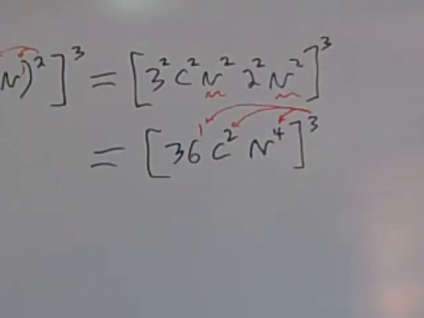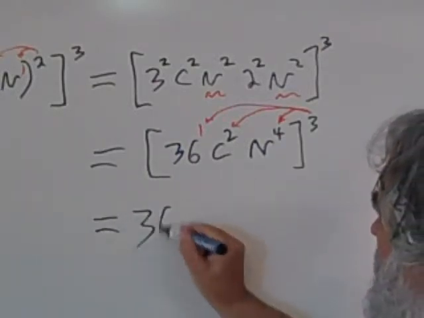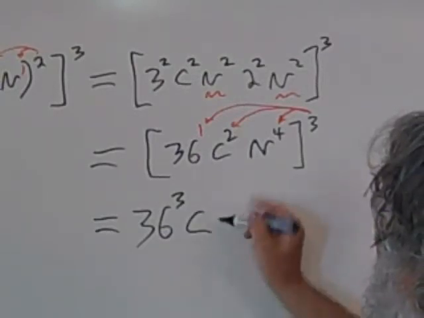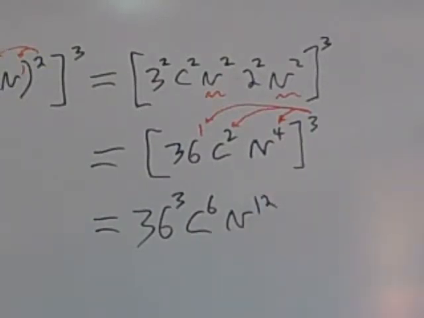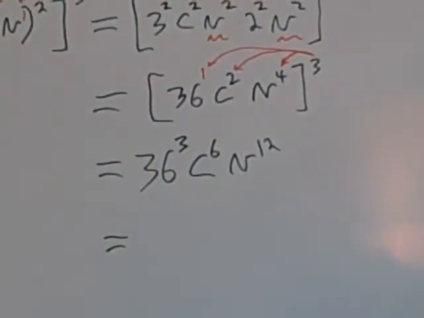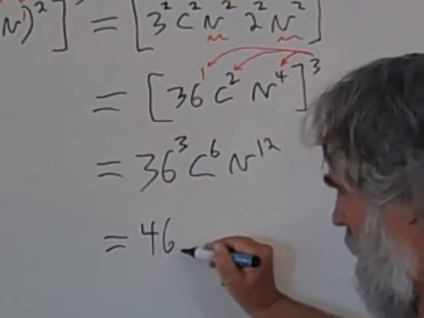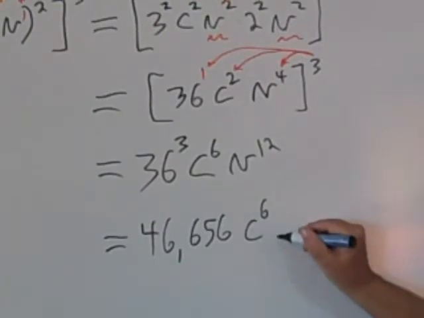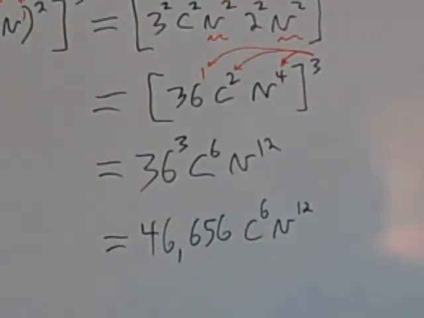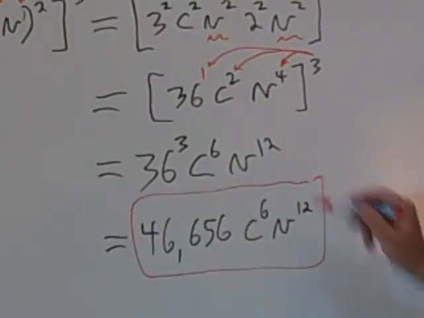Multiplying each exponent now times 3, we end up with 36 to the 1 times 3 is to the third power, c to the 2 times 3 is to the sixth power, and v to the 4 times 3 is the 12th power. And then finally, consulting Mr. Calculator perhaps, we can figure out what 36 to the third power is. It's 46,656, and that's how many c to the 6th, v to the 12ths we have here. So there it is in standard form, monomial in standard form.